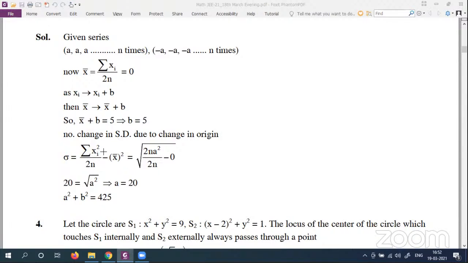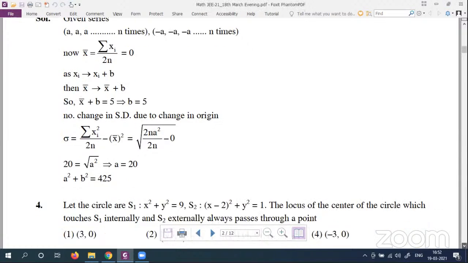Next, what about standard deviation? Standard deviation will remain same as before. So applying formula for standard deviation, the value of standard deviation will become simplified to A, which is 20. So we got the value of A as 20 and the value of B as 5. See the next one.